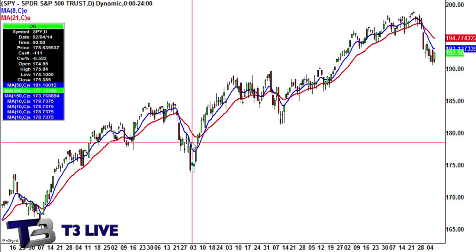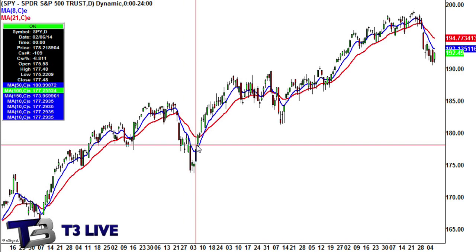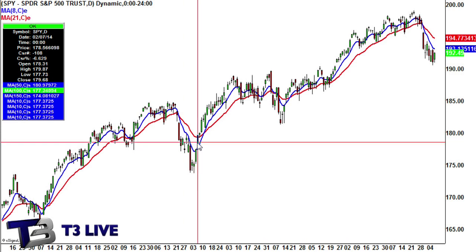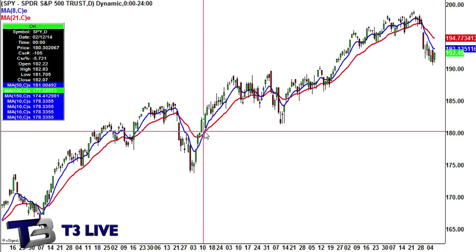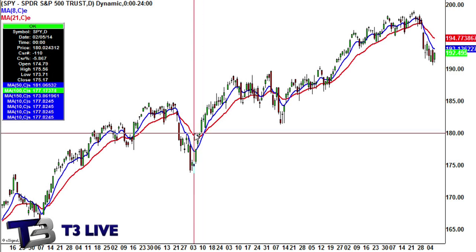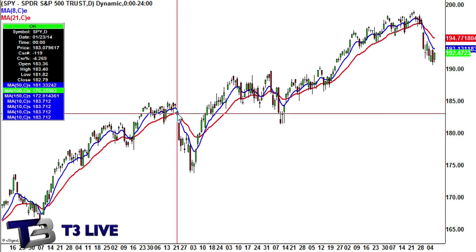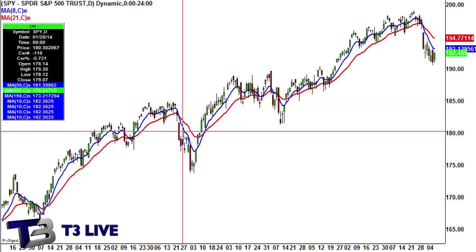One other thing to note is, many times the area where the cross occurs can act as support or resistance in the future. So make sure you take note of: is the 8 above the 21? What's the slope like? What's the pace like? Because once the slope and the pace begin to flatten out, that can precede a cross down, which is bearish. If you're a bull, that's not good.